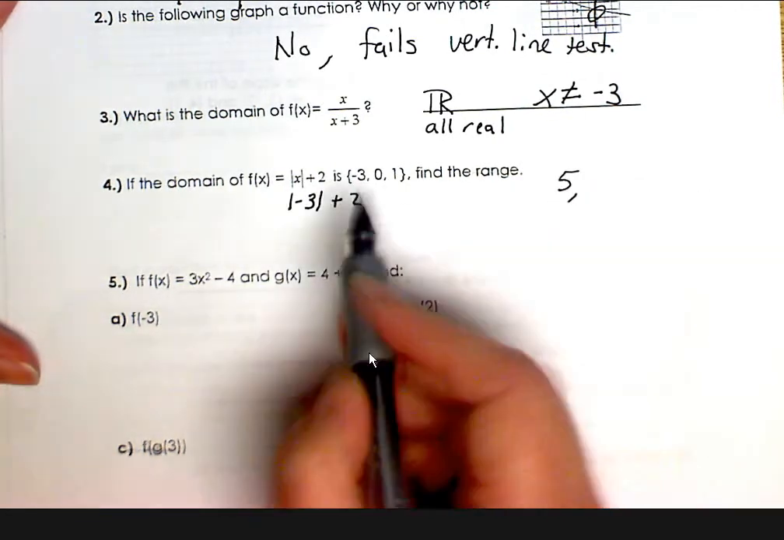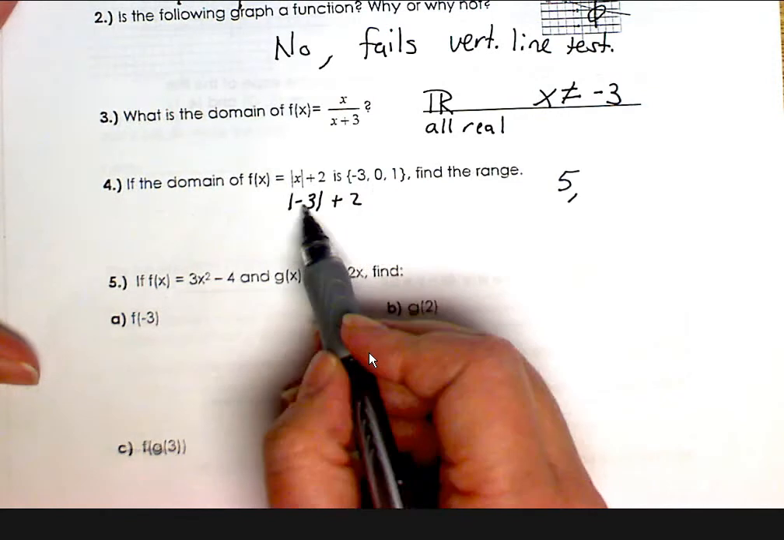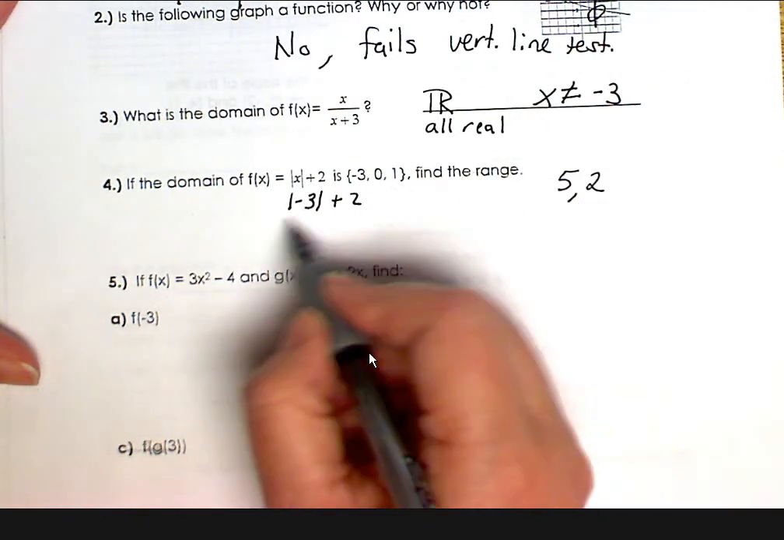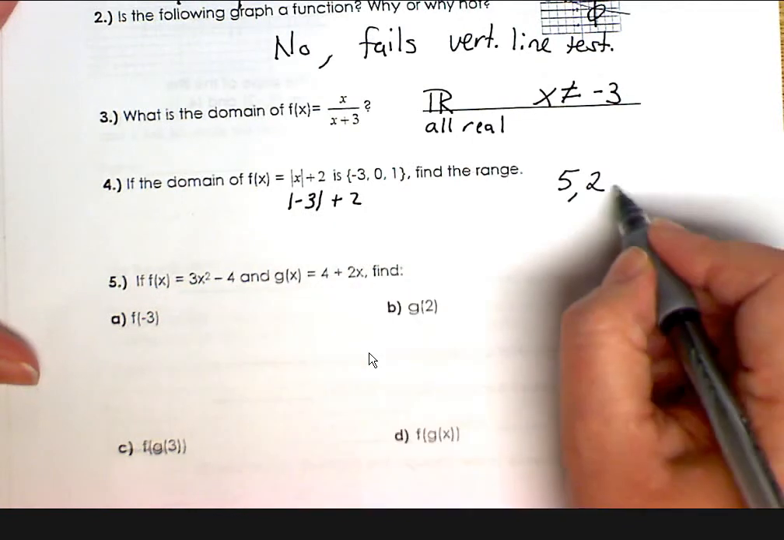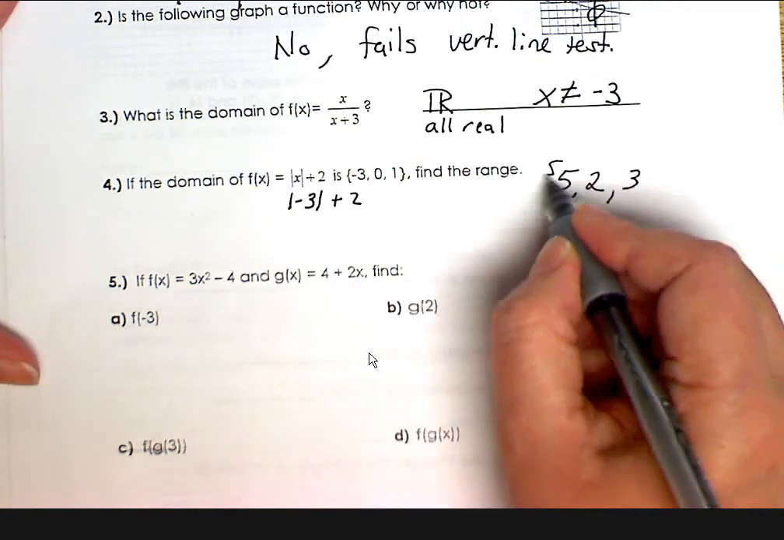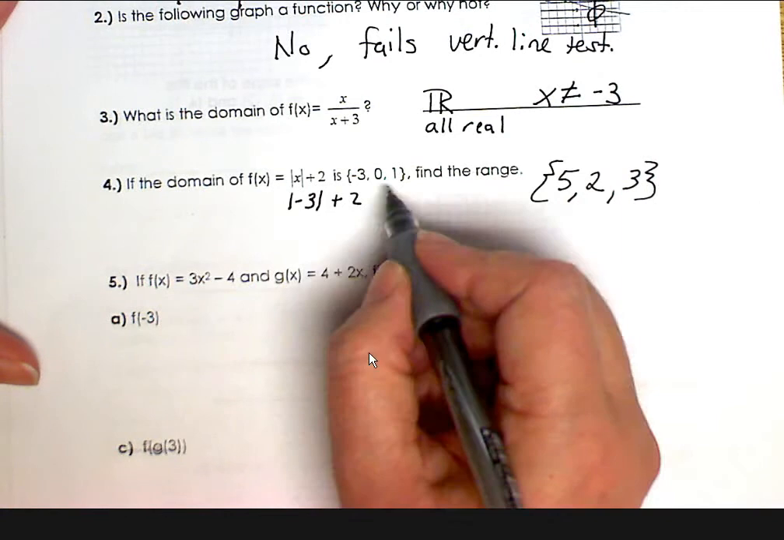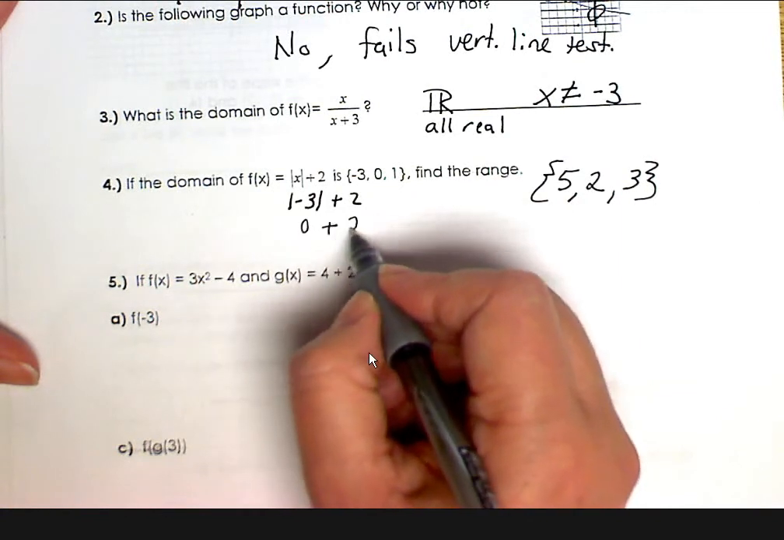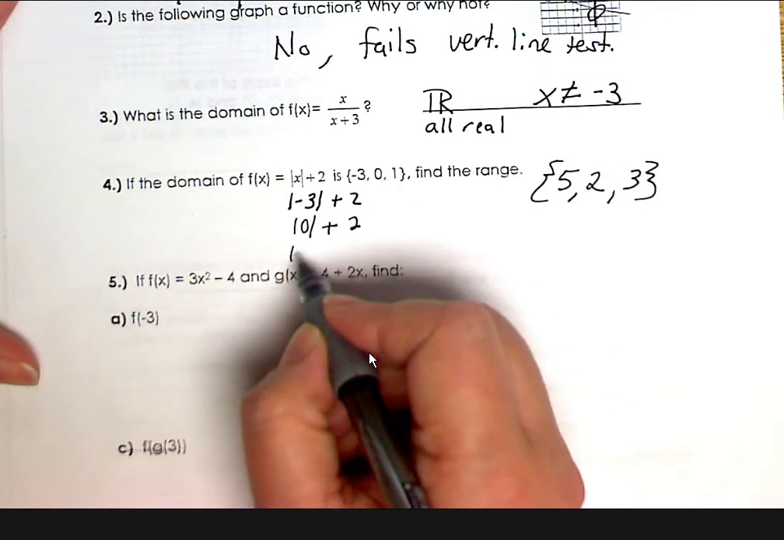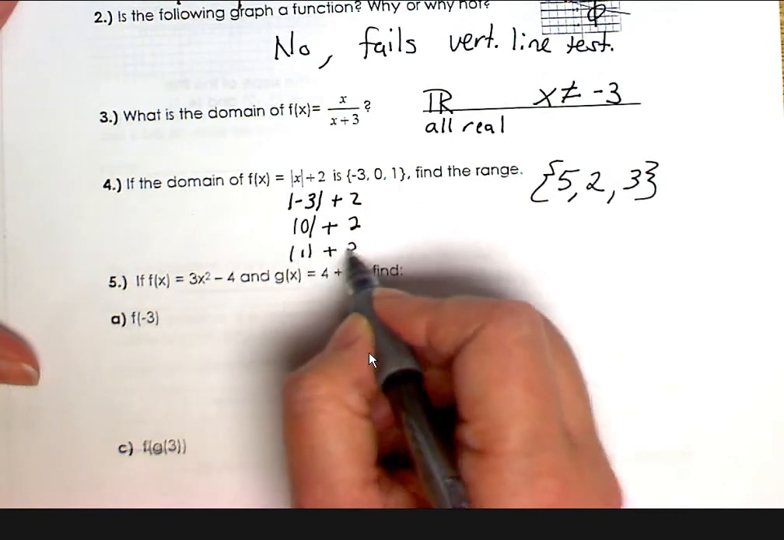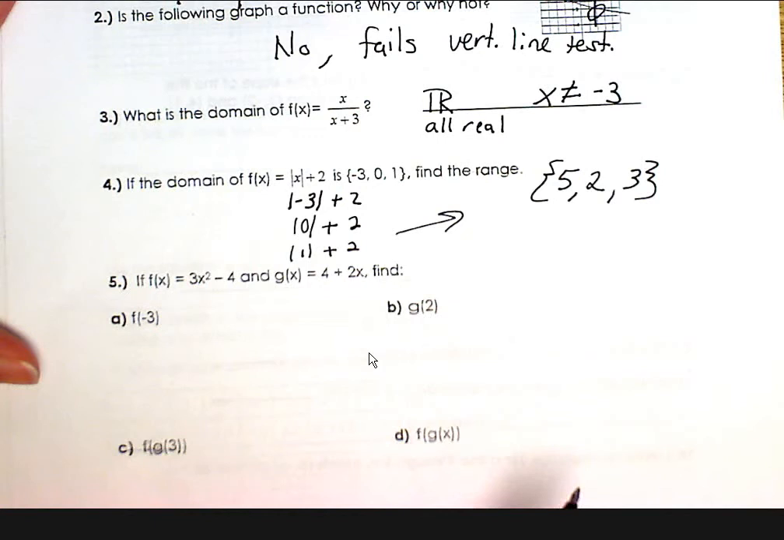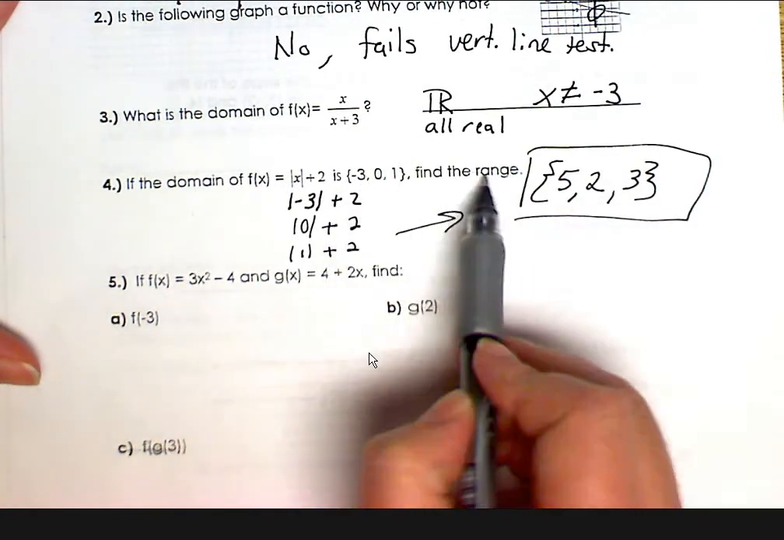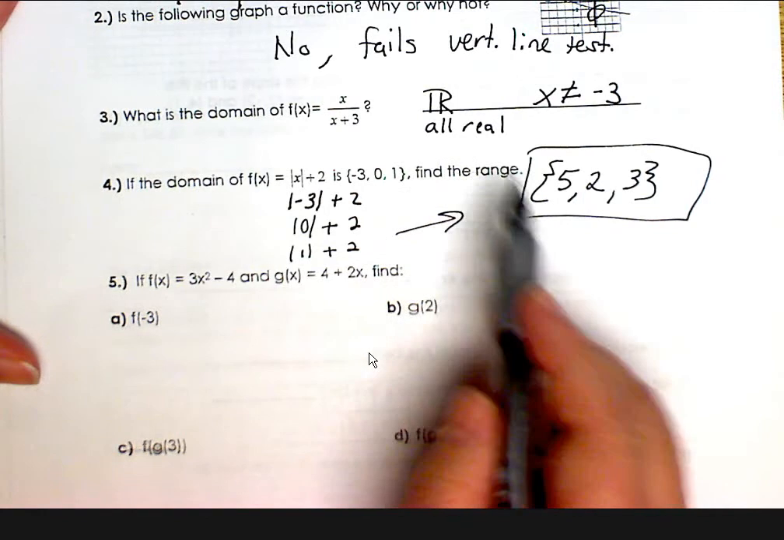Then you put a 0 in. 0 plus 2 is 2. 1 plus 2 is 3. So you're literally putting these numbers in for your absolute value. So this is your answer. So if this is my domain, my range is. So it's saying, what is your y value?